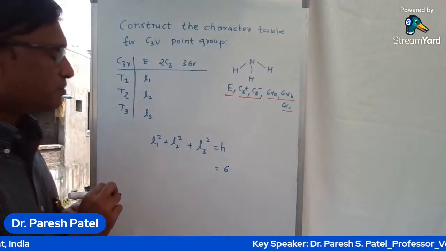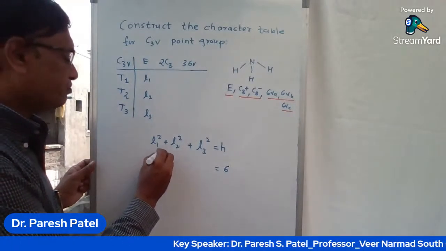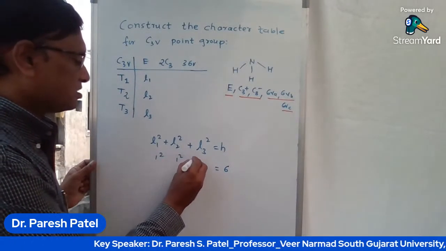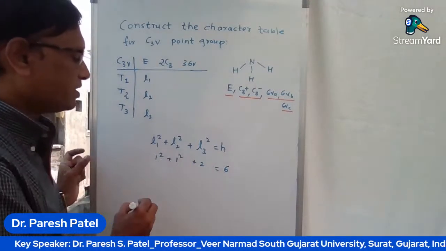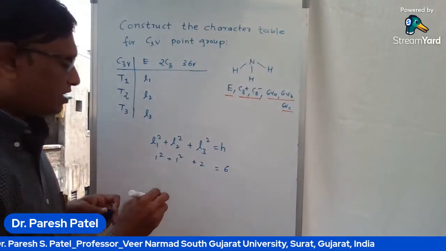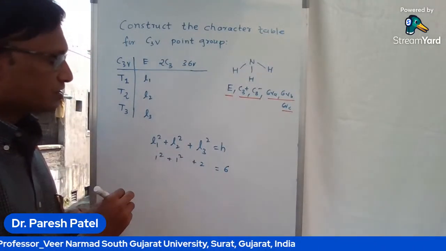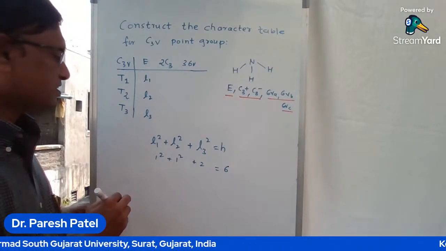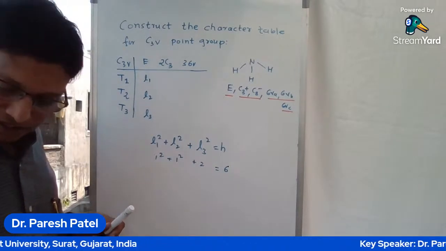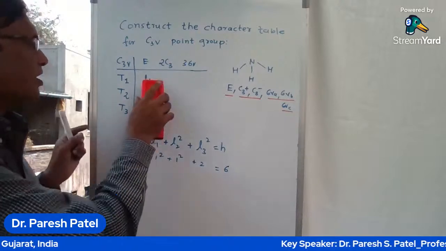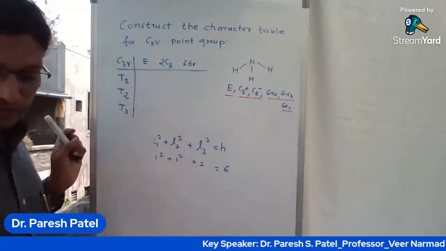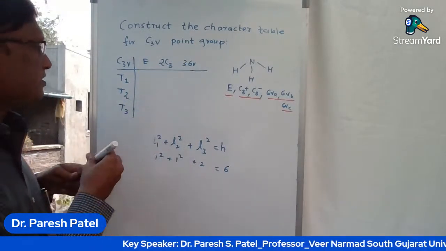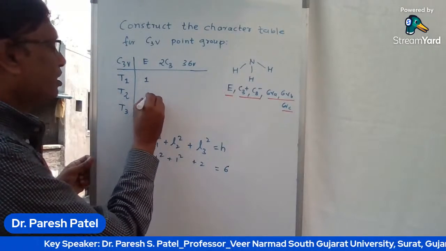Now this equation can be satisfied if the dimension of any two representations is 1, and 2 for the third representation. So these values can be represented as 1, 1 and 2.